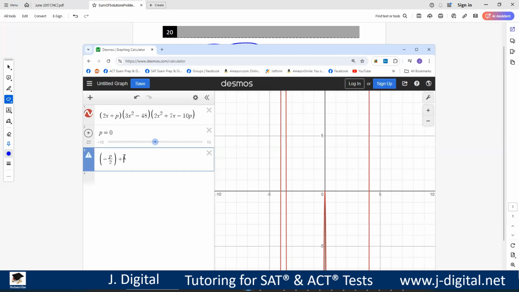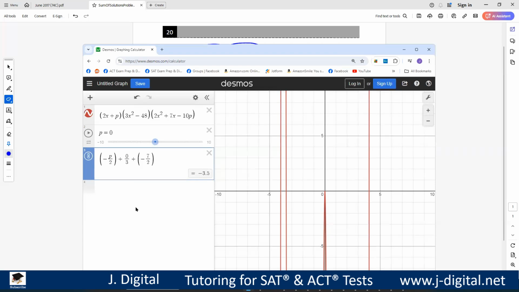Now 3x squared minus 48. I can use the sum of the solutions there, negative b over a. Our b is 0, there's no x term. So it'll just be 0 over 3, which is just 0. Okay. So then the 2x squared plus 7x minus 10p. Again, negative b over a. It's going to be negative 7 over 2. Okay. So now I need to adjust my p-value so that this adds up to negative 5.